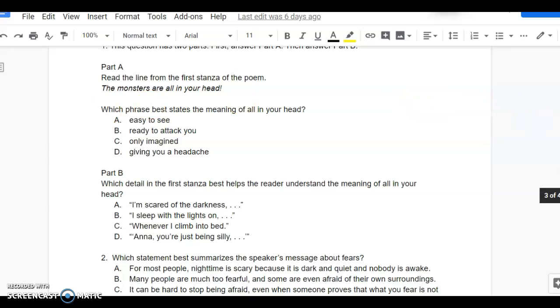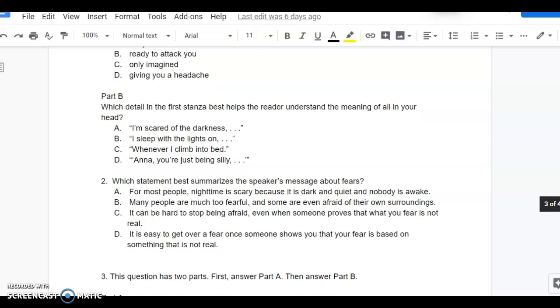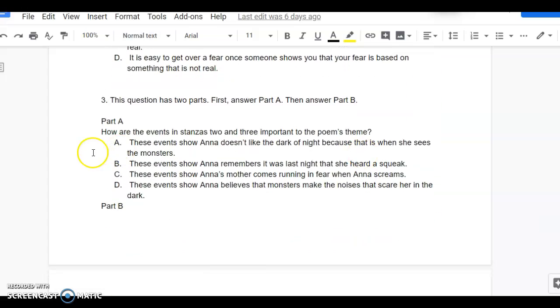So when you're reading that, think about what that means, all in your head. Then B, which detail in the first stanza helps the reader understand the meaning of all in your head? And so how do you know? What's your context clue? Which statement best summarizes the speaker's message about fears? How are the events in stanzas 2 and 3 important to the poem's theme?